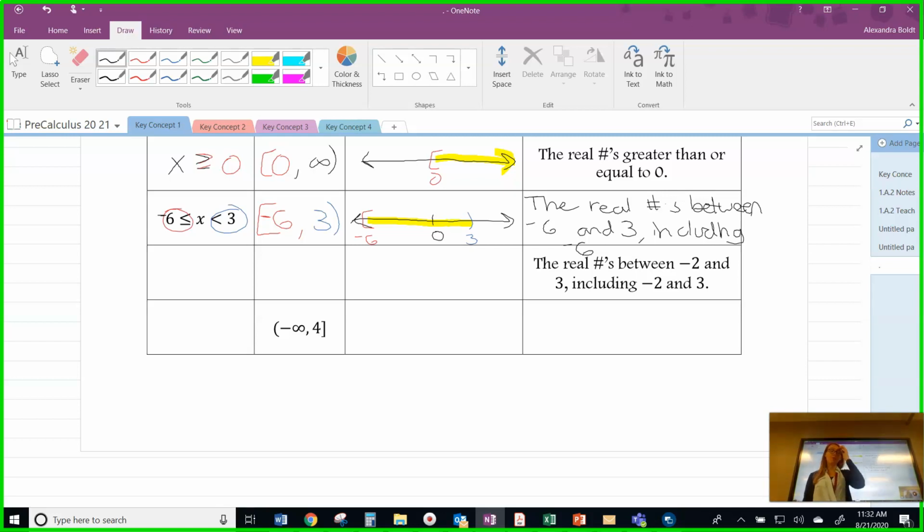All right, the next one is the real numbers between -2 and 3, including -2 and including 3. Okay, so we're going between -2 and 3 and we're including both of them. So that's a good thing to point out. So I'm going to start at -2. I'm including that, so it's going to be less than or equal to. We're also including our 3.